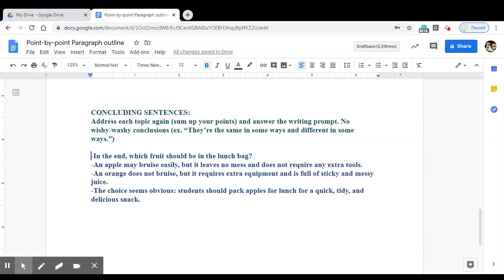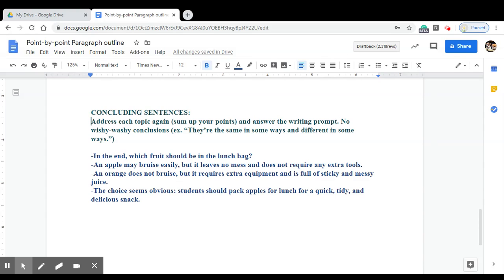The first sentence is going to let my audience know that I'm about to conclude. A very common concluding transition is "in conclusion." You can do that. I've decided to go with this, which I think is a bit more dynamic: "So in the end, which fruit should be in the lunch bag?" This comes after all of my point sentences where I'm describing and comparing them both.